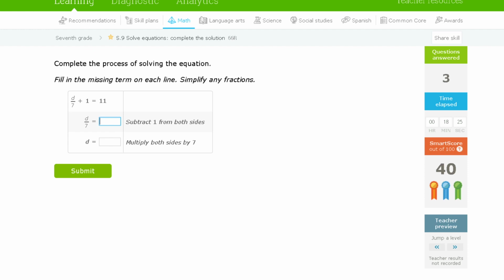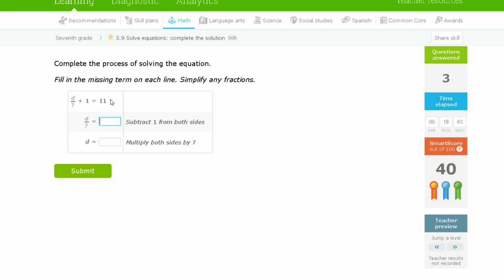So subtract 1 from both sides. Again, we'll do this quickly. Subtract 1 away over here. Well, we have plus 1. Subtract 1 away. That leaves you with just d over 7.